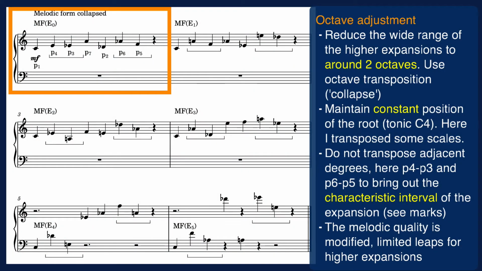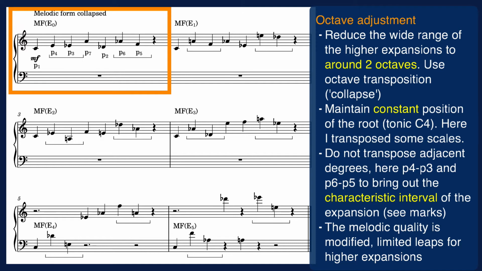Again, when applying a melodic form, we are reshuffling the original 7 pitch classes. You may improve the melodic quality by a process called octave adjustment, and that is illustrated here, where we collapse the very wide range of the melodic form example to a total of around 2 octaves.